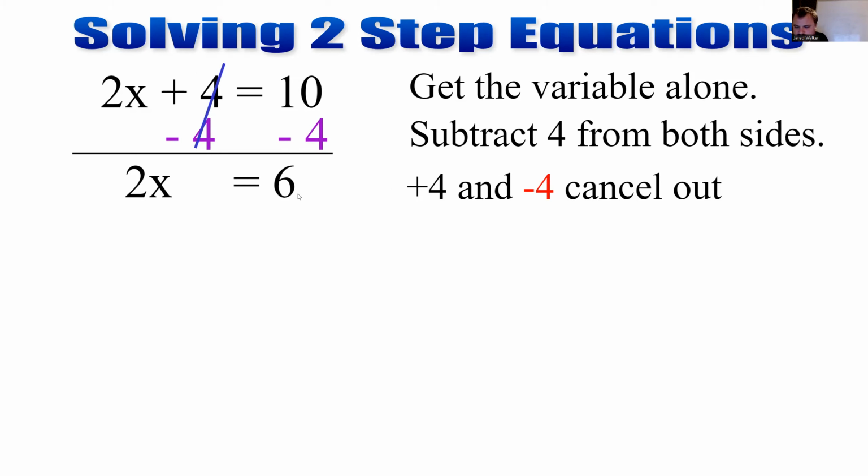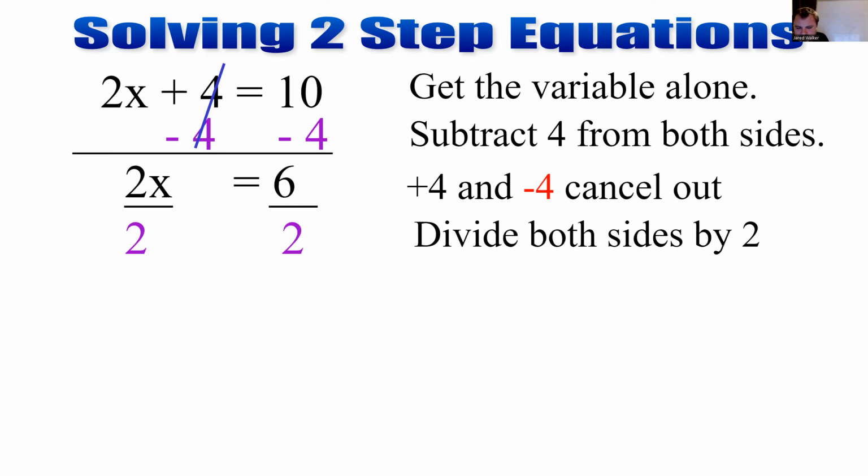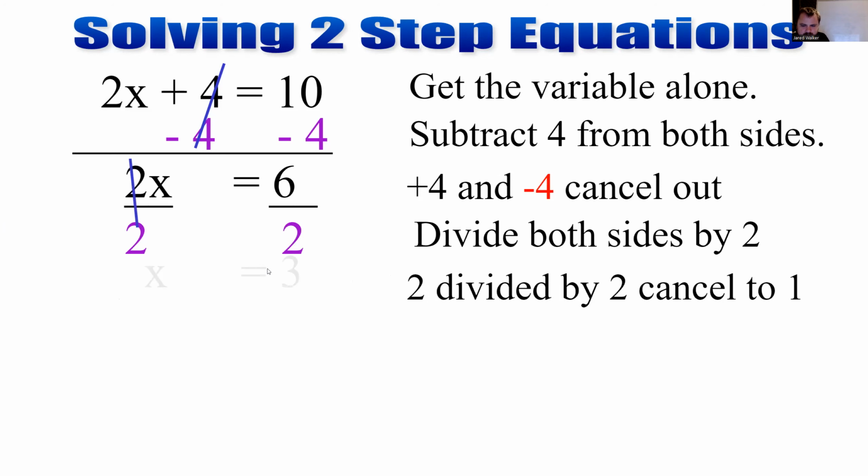So now you have 2x equals 6. Now let's undo the multiplication. And the way we're going to undo multiplication is dividing both sides by 2. So 2 divided by 2 is 1, which remember from earlier, you don't need to write the coefficient 1. So we have x by itself, which was the whole goal. And then 6 divided by 2 is going to be 3. So we have x equals 3. And that's our final answer.